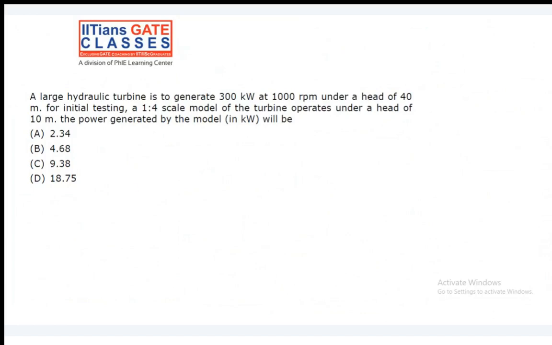Now they are asking you what is happening in the model. What happens in the model? So let us solve this. So power at the model is to be found out. What is given to us in this question is that power of prototype is 300 kilowatts. Okay. And then N value of the prototype is also given, that at 1000 rpm.